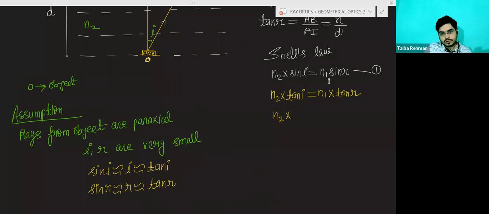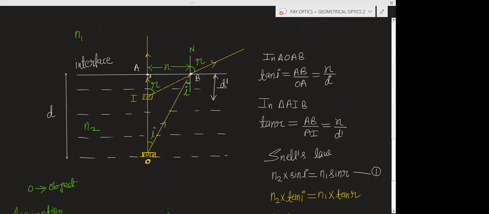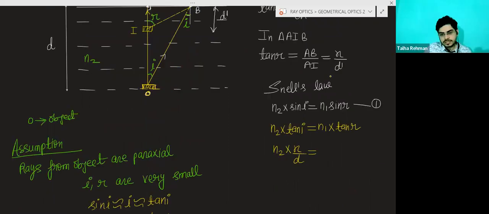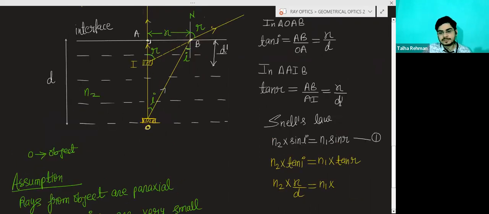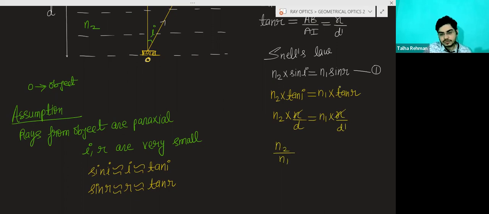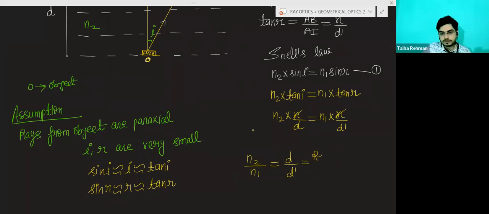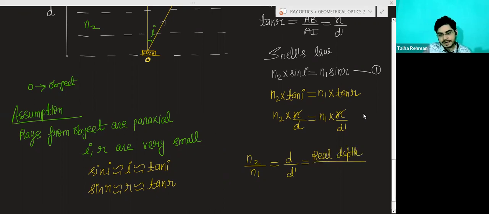Now N2 into tan I, which is x by d, equals N1 into tan R, which is x by d dash. So this x and x will cancel out. You will have N2 by N1 is equal to d by d dash. And d is the real depth, and d dash is the apparent depth: real depth divided by the apparent depth.